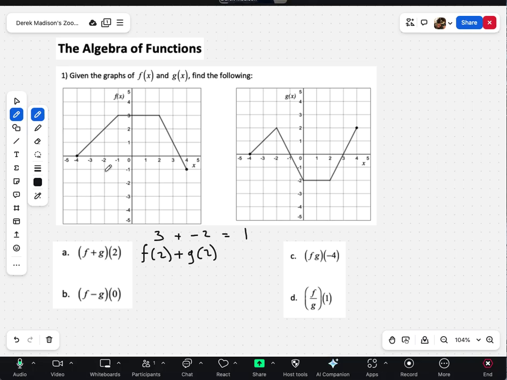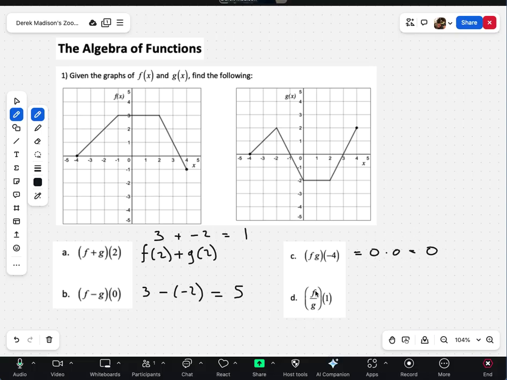So with that, f of 0, let's see, when x is 0, the output is 3. And then subtracting g of 0, so when x is 0, the output is negative 2. And so then 3 minus negative 2, careful with that double negative, would come out to 5. This one is a multiplication, so f of negative 4 looks like it's going to be 0. So it doesn't really matter what the next one is since this one's 0. And then g of negative 4 is also 0, so 0 times 0 would just equal 0.